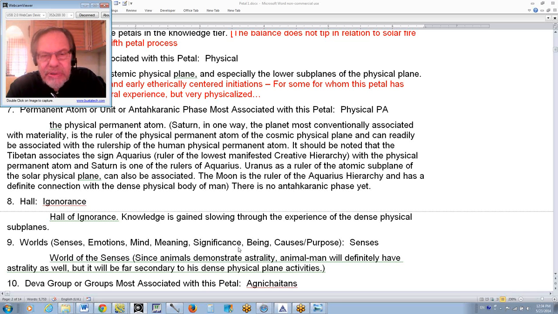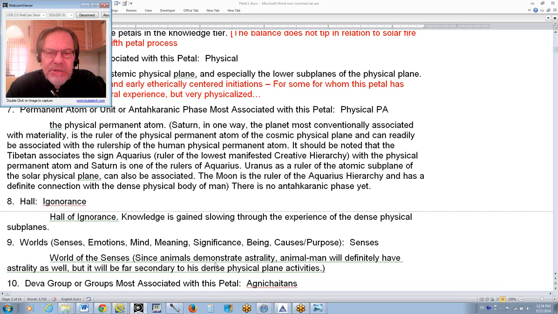The hall we're in, Hall of Ignorance. Knowledge is gained slowly through the experience on the dense physical subplanes. The worlds that we're in, these are the world of the senses, emotions, mind, meaning, significance, being, causes, and purpose. Well, we're in the world of the senses. I've gone over this before, but the world of the emotions, senses, emotions, and mind are obvious. World of meaning is the world of the soul. World of significance of the triad. World of being of the monad. World of causes and purposes, that's the logoic world, logoic plane.